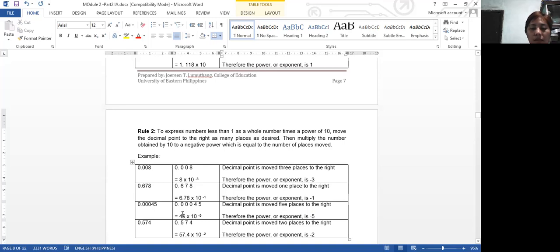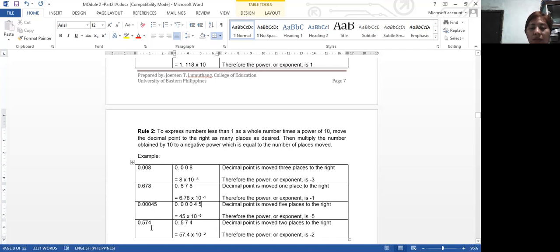So next example, we have 0.00045. We're going to make it 45, meaning the whole number is here, after the 5. So we just have to count from the decimal point: 1, 2, 3, 4, 5. That's why it's negative 5. The decimal point is moved 5 places to the right.